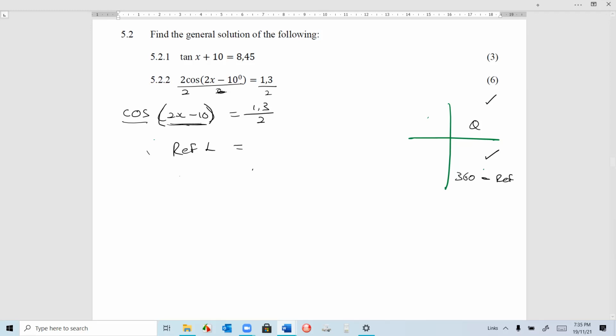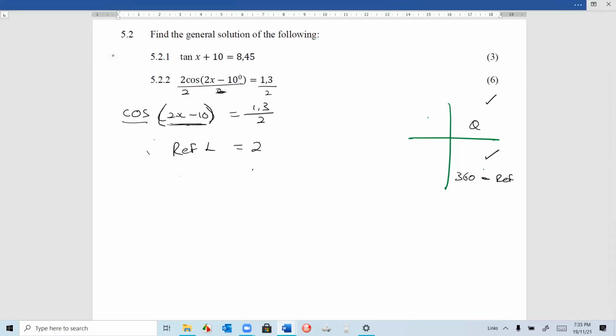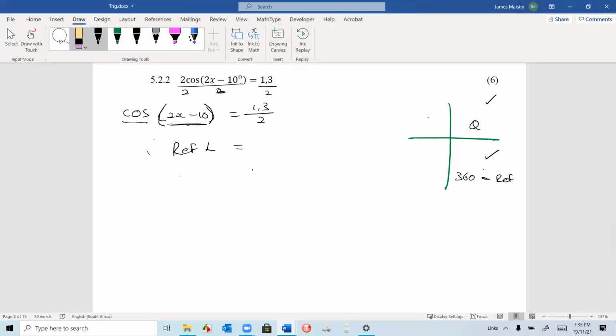49.46 degrees. Sorry, say that again. 49.46. Can someone confirm that? Yes, it's 49.46. He's right.